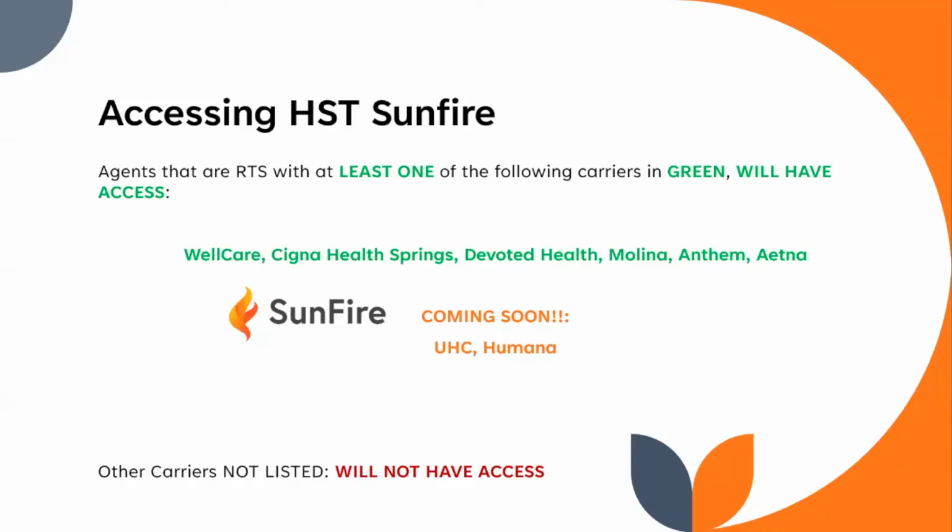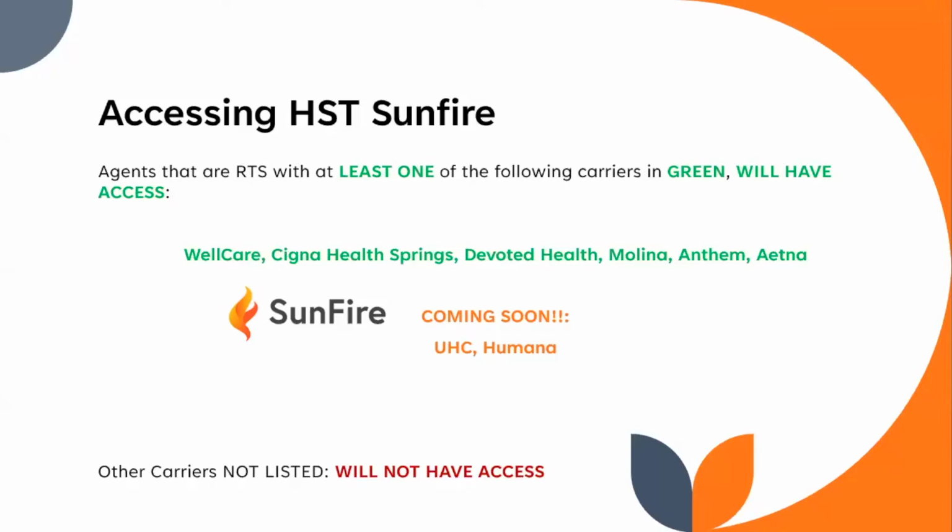If you have any of the carriers in green here, you should have access to the SunFire platform. I know I said I have HST on there, so I apologize. It's HST, AHCP, either or works. You in the green will have access. I know we are still working on getting United Healthcare and Humana, coming soon. Once that gets processed, you are going to have access to SunFire as well. But as long as you have one of the carriers listed in green, you will have access to the SunFire platform. If you don't see any of the carriers listed, unfortunately, you will not have access inside the SunFire platform.